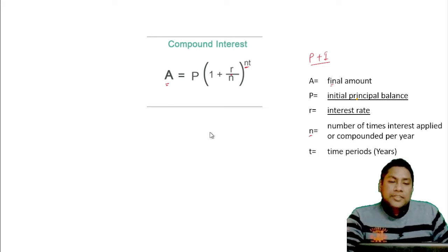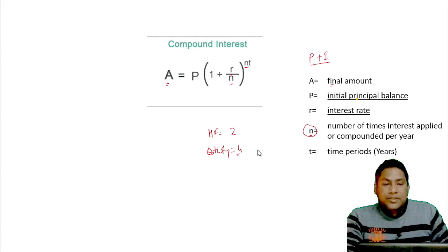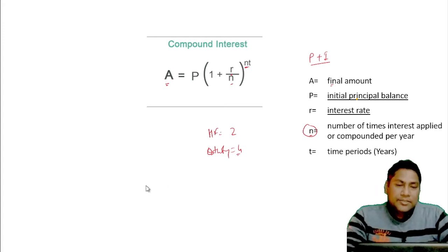If they ask to calculate the interest half yearly, then N will be 2. Here we will write 2. For quarterly we will write 4. Here the value of N will be 4. So friends, we will calculate it as per the question given.